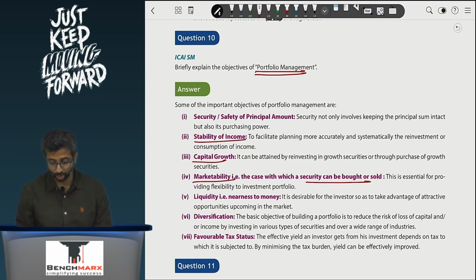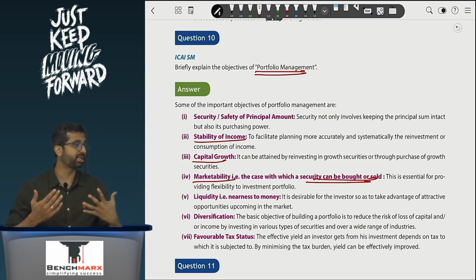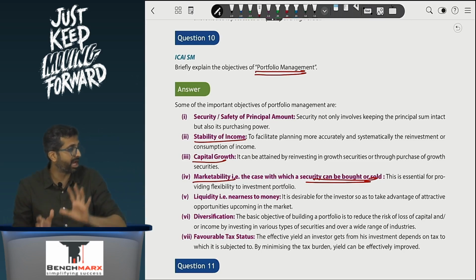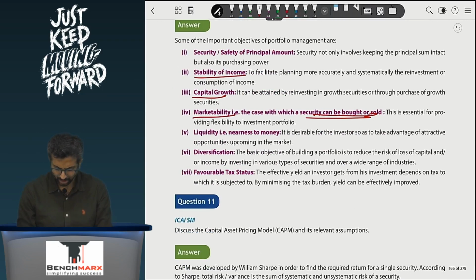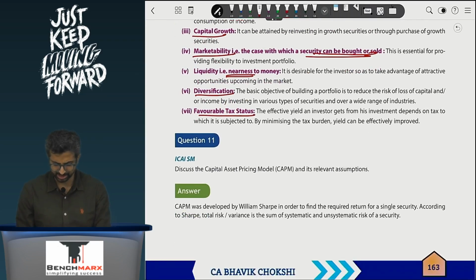Marketability, which security can be bought or sold. Maybe your scheme allows you to buy and sell only the large cap. अभी आजकल फ्लेक्सी कैप फंड बहुत चल रहा है. फ्लेक्सी कैप would mean that if the market is moving in a particular way, I will put in large cap. If it's moving in a particular way, I will put in mid cap. So I'm not saying that I am only a mid cap or a large cap strategy, no, flexi cap type of a strategy. Liquidity, that is nearness to money. Diversification, favorable tax status, etc.